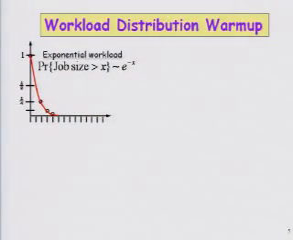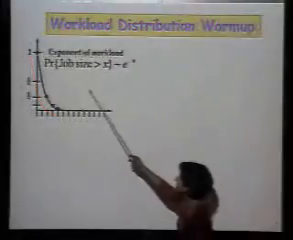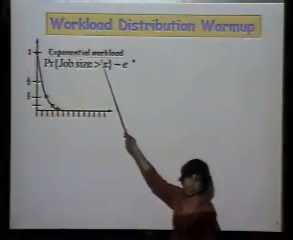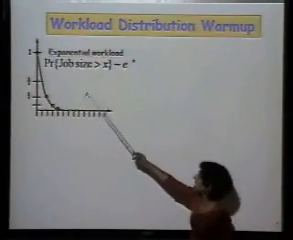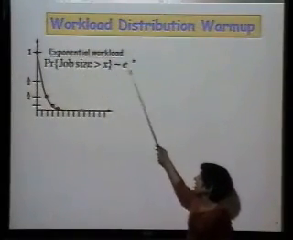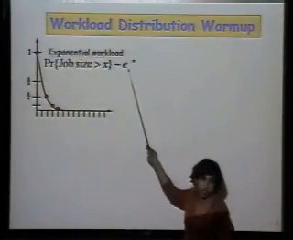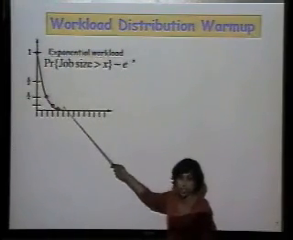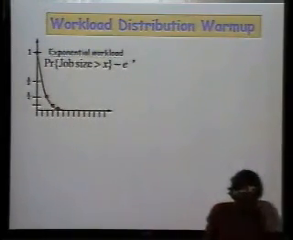So for a long time, people like to talk about job sizes as following an exponential distribution. And what that says is the probability the job size exceeds x looks like e to the negative x, okay? And it drops off very fast. And even if people didn't believe that that was the correct distribution, they used it anyway because it's easy to use. It's mathematically tractable, so why not?